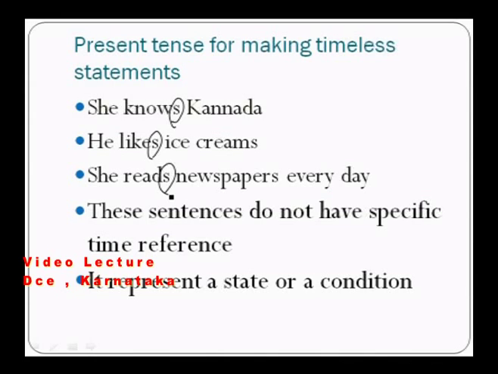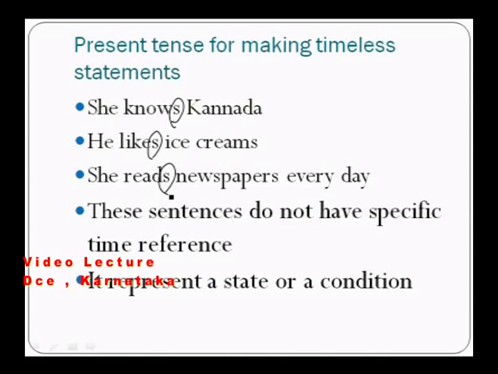It doesn't say. He likes ice creams. It doesn't talk about a specific time. She reads newspapers every day. The phrase reads newspaper every day doesn't specifically talk about the time reference. That is a habitual happening. Now what does it specify? The sentences given above represent a state or a condition. It talks about ಒಂದು ಸ್ಥಿತಿ ಅಥವಾ ಒಂದು condition. That is how these sentences show.